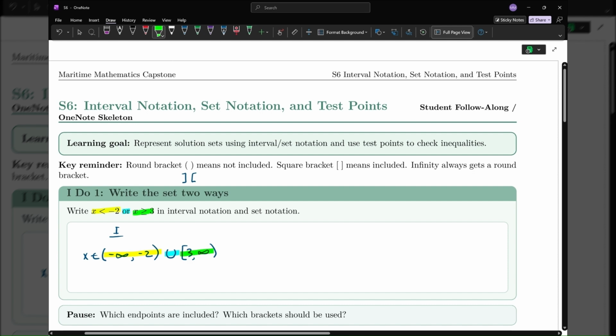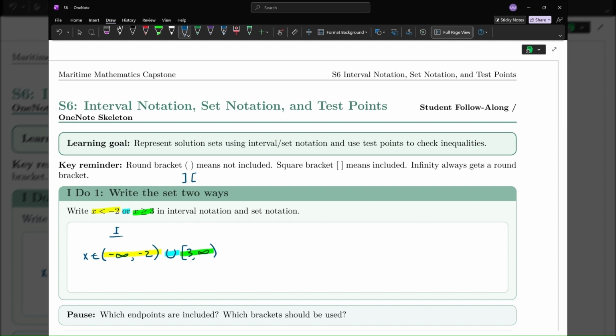So interval notation, when's it good? It's really good when you have continuous values because it's really quick and easy to write. So for continuous real numbers, interval notation is probably the one to go with. That's the one you'll see by far the most from me. Let's do this one in set notation though. It's a little clunkier, but it's fine.